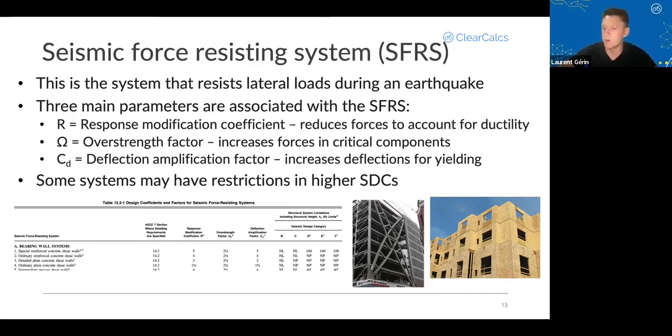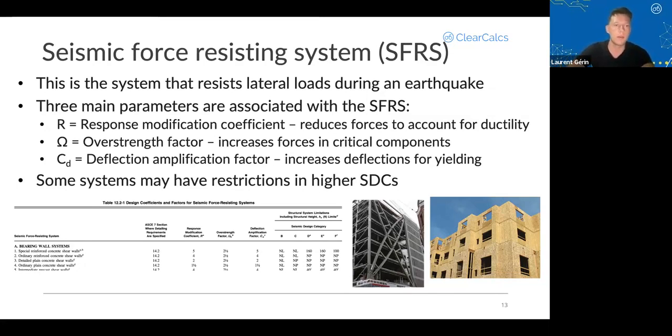These might also help you resist gravity loads, especially if you've got, say, a concrete bearing wall or something like that. It might have two purposes. They will probably also be resisting wind loads. It would be quite rare to have two systems independent of each other resisting wind and seismic. In some cases, that happens. But typically, this would just be your lateral force resisting system.